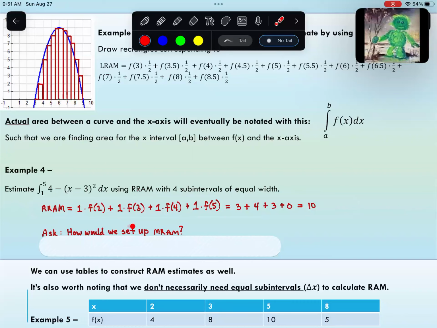Follow-up question, how would you set up MRAM? Well, if that's the only change to the instructions, we can assume we're still going from 1 to 5. We still want 4 subintervals. The only thing that changes would be the x values that we're plugging in. In my subinterval from 1 to 2, now I'm plugging in a 1.5, followed by a 2.5, a 3.5, and a 4.5. But you do want to plug those values into the listed function as opposed to trying to guess off of a graph what those y values are going to be.